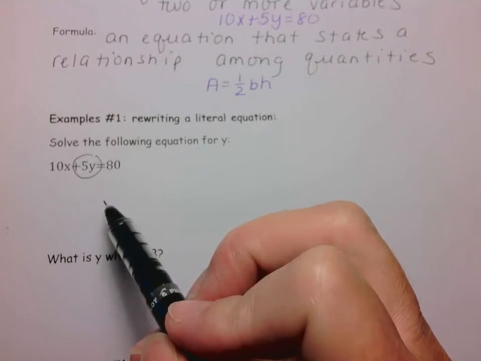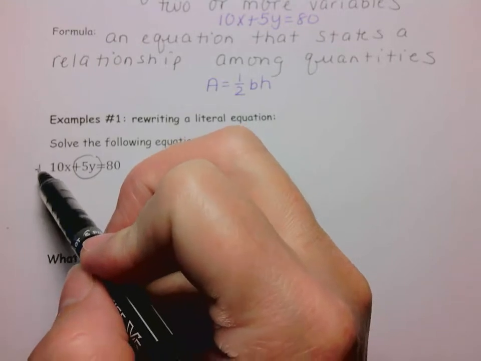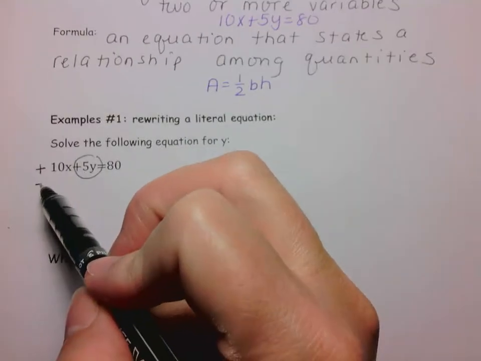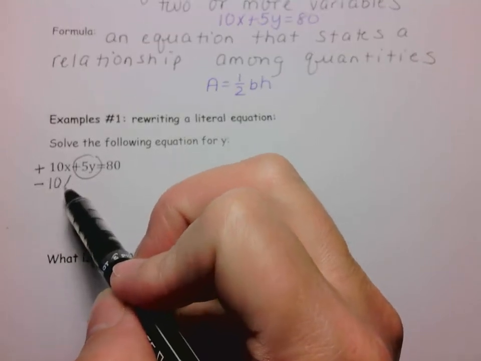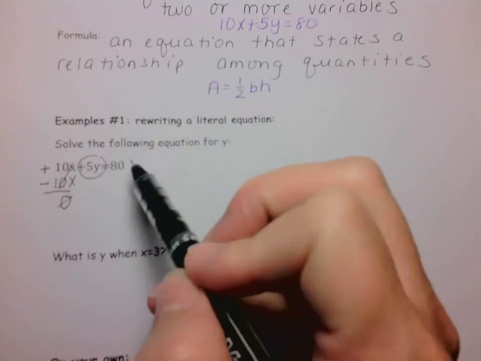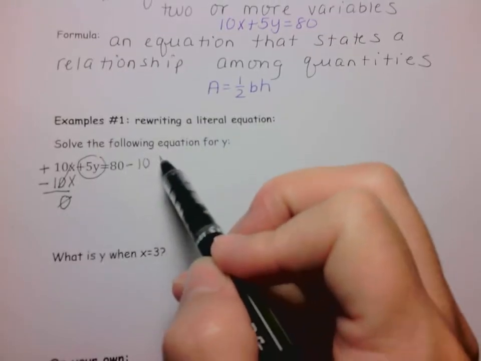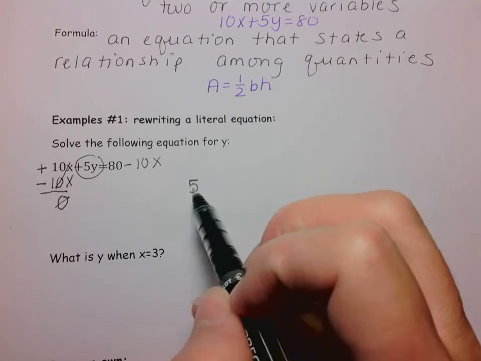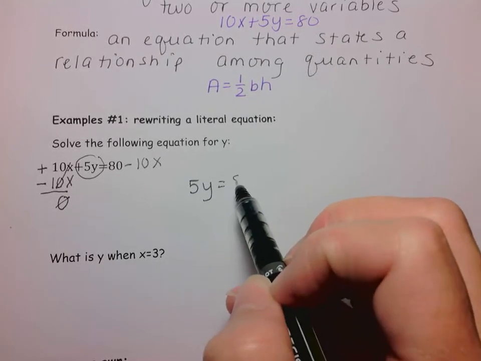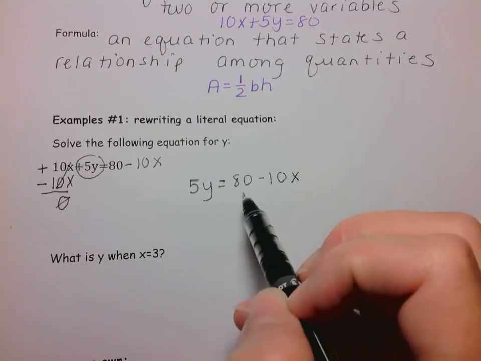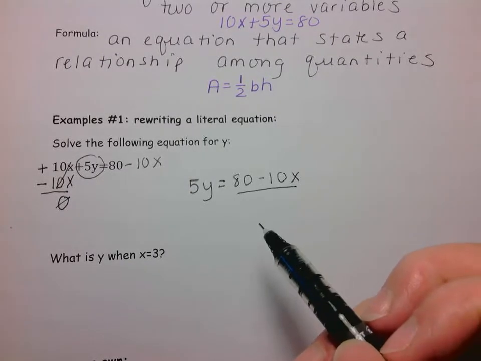And so I'm going to start with this positive 10x. So I want to undo that operation through subtraction. So that means I want to subtract 10x from both sides. And so then I'm left with 5y equals 80 minus 10x. And this is as combined as those two terms can be.